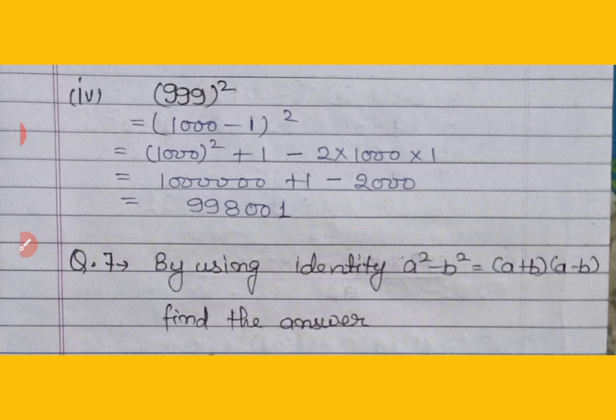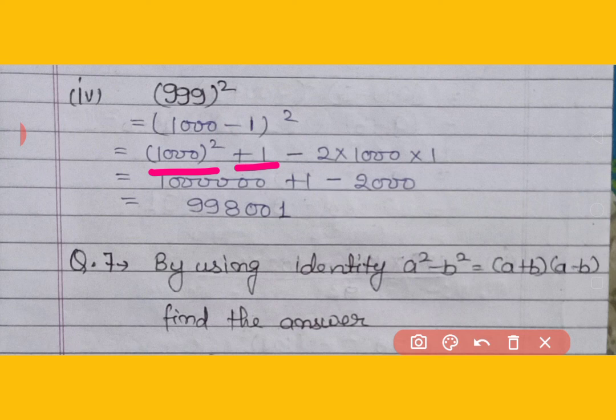Next, it has given 999 square. So 999 can easily be changed into the form of 1000, only one less than 1000. So easily we can write here 1000 minus 1, so (1000 minus 1) whole square. So (a minus b) whole square, 1000 is determined as a. So 1000 square plus 1 square. 1 square will remain 1.